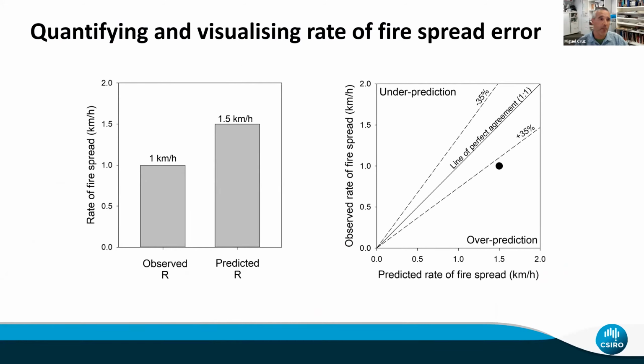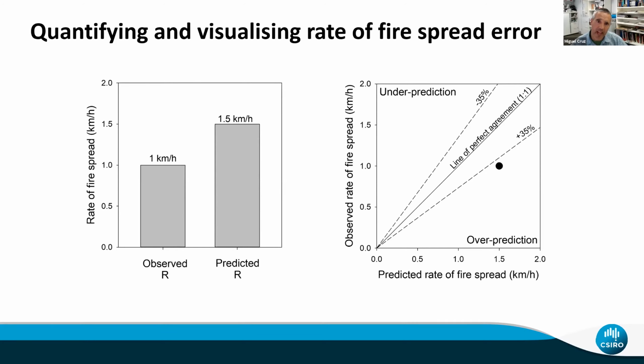Before I show some of the plots, I want to show how we visualize the error in a plot form. On the left-hand side, we have an observed rate of spread of 1 kilometer per hour. You have a predicted rate of spread of 1.5 kilometers. So we have an error, which is 50% of the observation, right? And if you plot that in the scatter plot on the right-hand side, that's where that error would land. What we like to put here is a line of perfect agreement, where we'd like all the data to be.